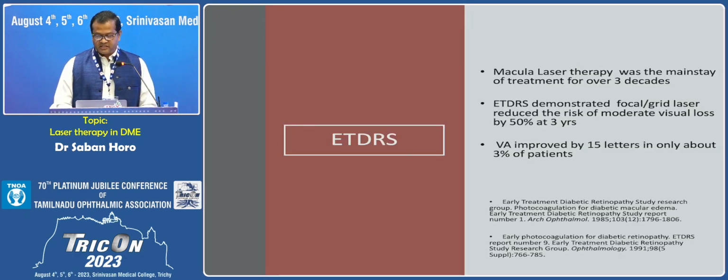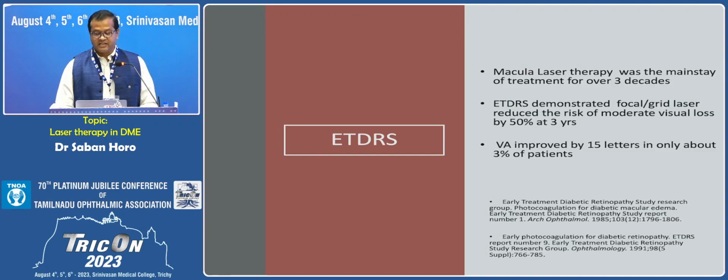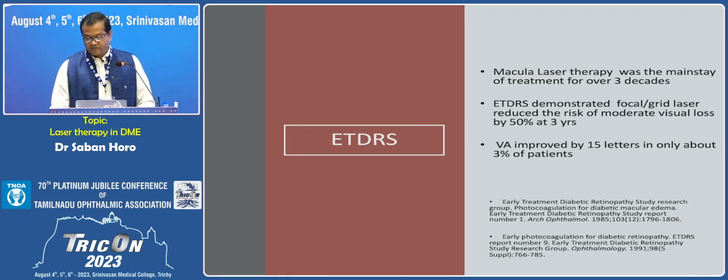So what did ETDRS say? That macular laser therapy was the mainstay of treatment for over 3 decades, and it demonstrated that focal and grid laser reduced the risk of moderate visual loss by 50% at 3 years. However, only 3% of patients improved by 15 letters or more.